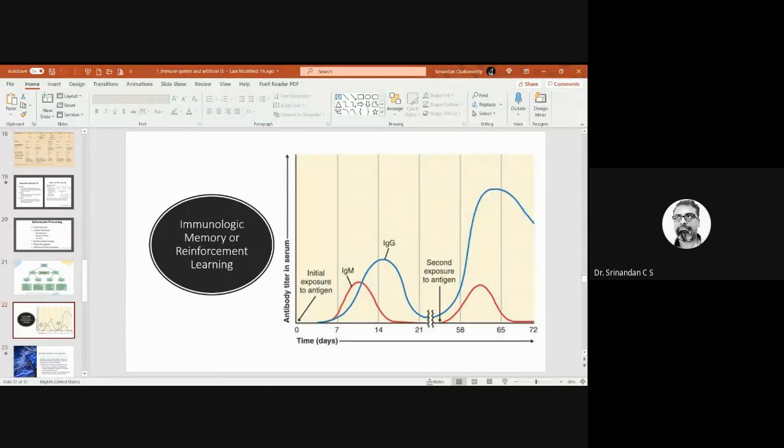Please try to be interactive in the class and ask anything. Okay, Rama Mohan. So no doubts. So what is the adaptive immune system?